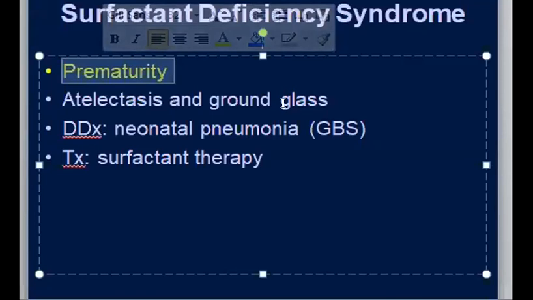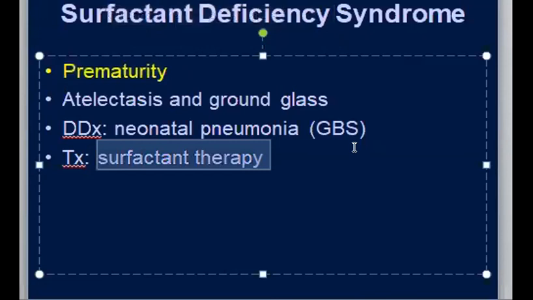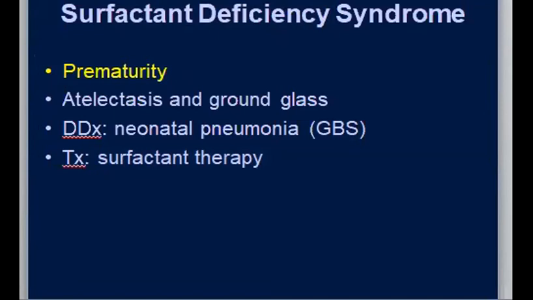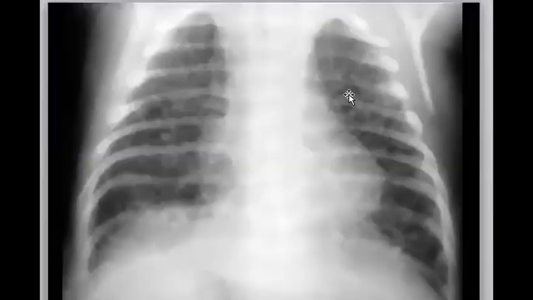It looks like atelectatic or ground glass. Yes, hyaline membrane disease. And the most important therapy here will be surfactant therapy. Is it clear? Yeah. So your approach again: look in the lung, check if there are any tubes or lines, start to comment on them, and try to categorize this patient. He is premature, term, or post-term. Then try to find the key or the differential.